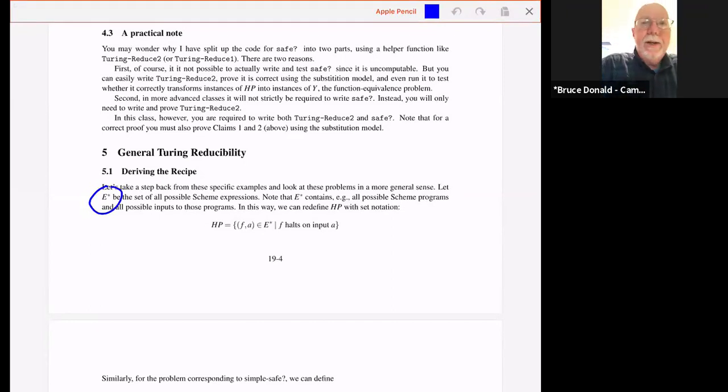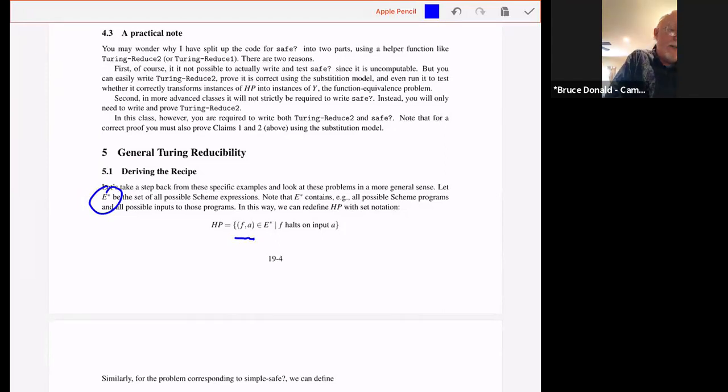Now, what is the halting problem then? Well, the halting problem, remember, a problem is something that you can decide. So given an instance of it, you look at the instance and say yes or no. So a halting problem is a set of instances. Each instance is of the form F, A. They're in E star. In other words, they're basically scheme expressions. And the criterion is F halts on input A. So this is really how the halting problem is defined.